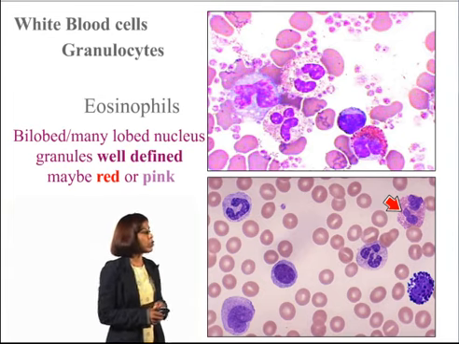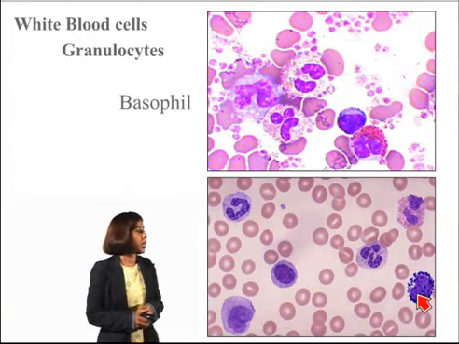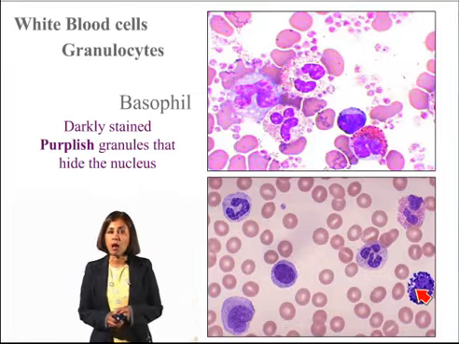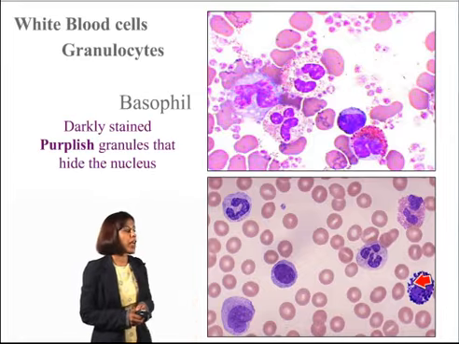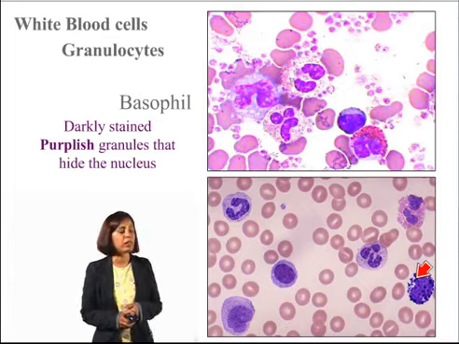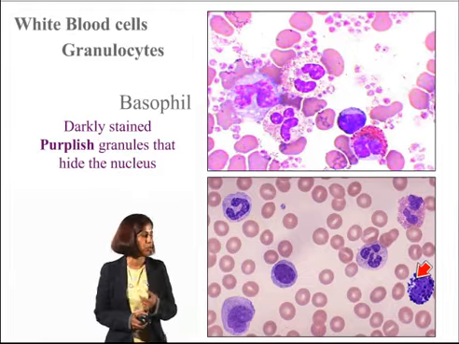The next cell we are going to look at is the basophil. And in the basophil, the whole cell is extremely darkly stained. The granules are purplish, and they're so large that they completely hide the nucleus. So that's a very typical feature of the basophil.